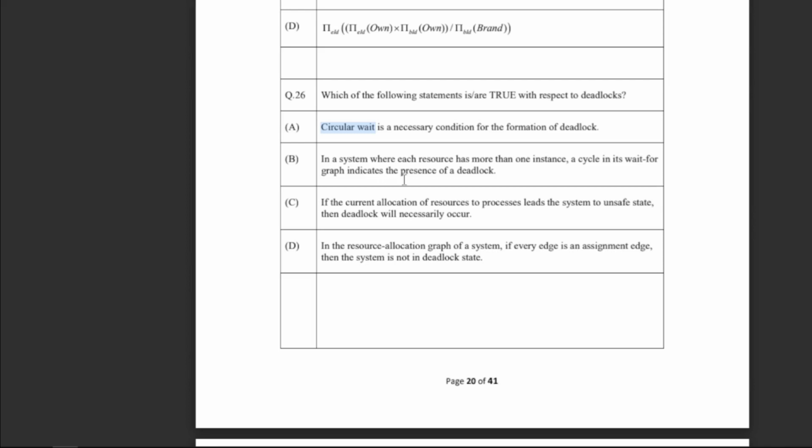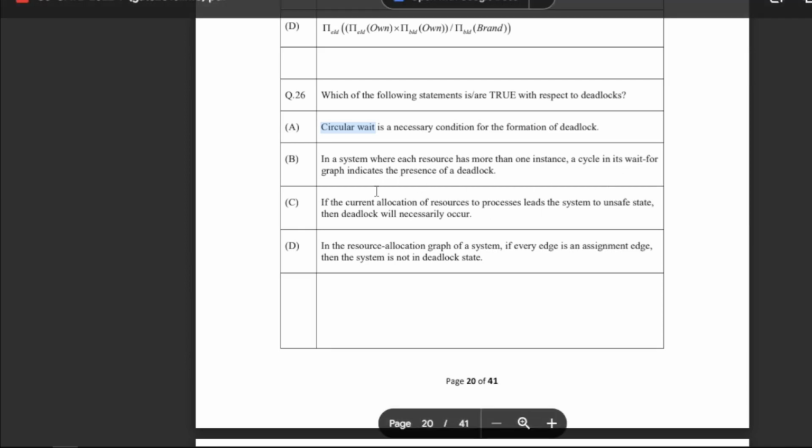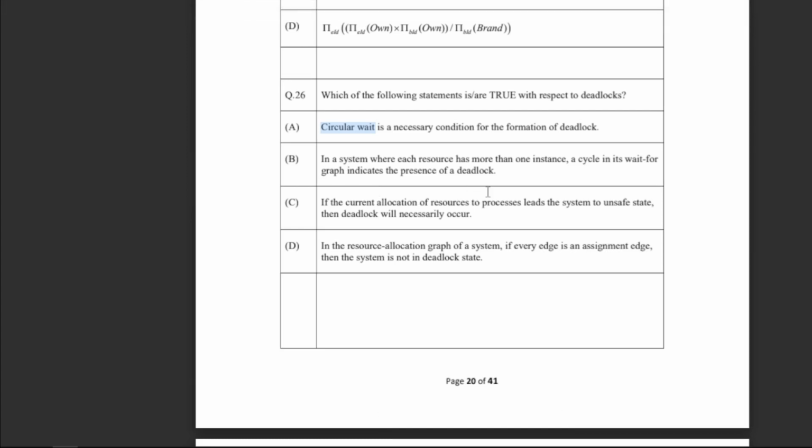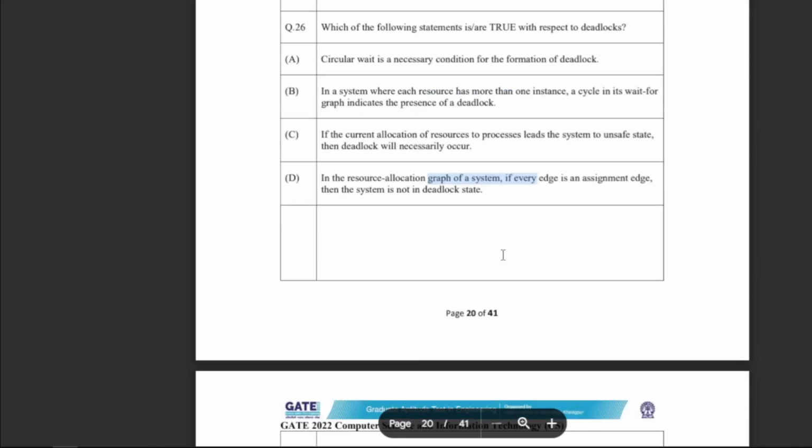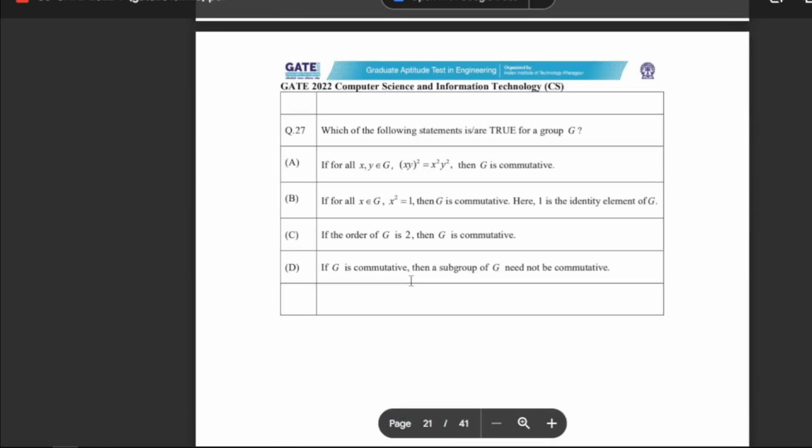In a system where each resource has more than one instance, a cycle in its wait-for graph indicates the presence of a deadlock. This is not true. If the current allocation of resources to processes leads the system to an unsafe state, then the deadlock will necessarily occur. C is also false actually. And in the resource allocation graph of a system, if every edge is an assignment edge, then the system is not in a deadlock state. Yeah, this is true. So the answer will be A and D.